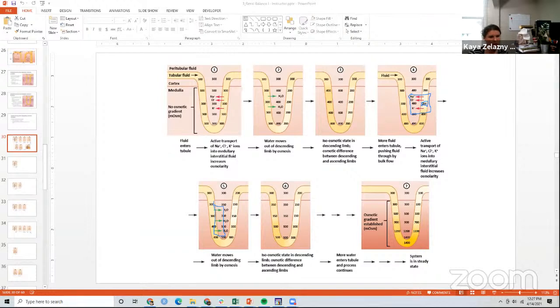Okay, I'm getting a question about the juxtaglomerular complex. There are multiple parts of the juxtaglomerular complex. So that's back in the anatomy slide. So let me pull those up for a second. Okay.